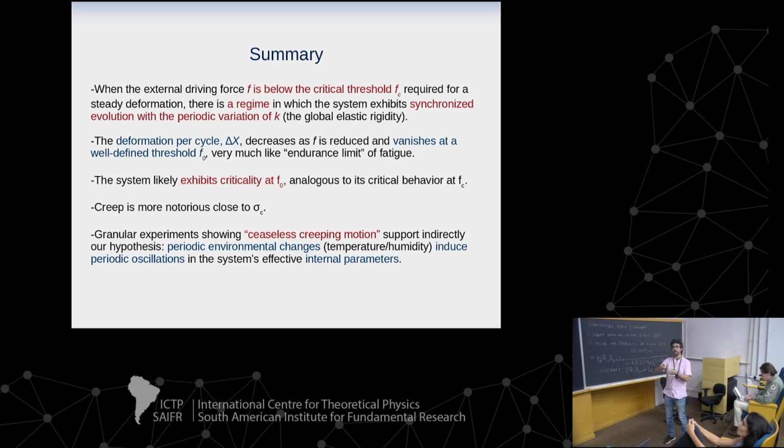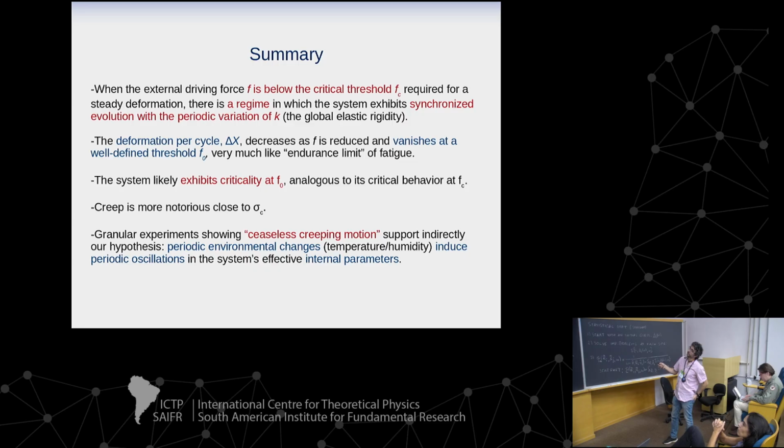We do oscillations, but you need to do them with a given force applied, otherwise it does not move. It seems that the criticality at this endurance point, F0 or sigma 0, is analogous to the one at FC. So you shift the criticality. While creep is larger when you are closer to sigma C, as also the geophysicists expected when they prepare their heap of granular system close to the critical angle to see more movement, okay?